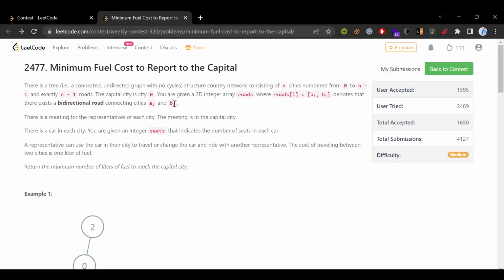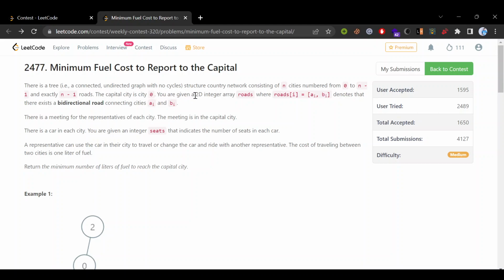Okay, so the cities are, let's say, the 0th city, then first, second, third, and fourth. If I say that there are 5 cities, then the cities will be 0, 1, 2, 3, 4, and the edges will be 4 edges. And roads are basically edges. The capital city is city 0.